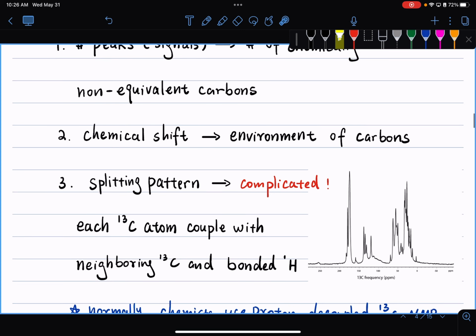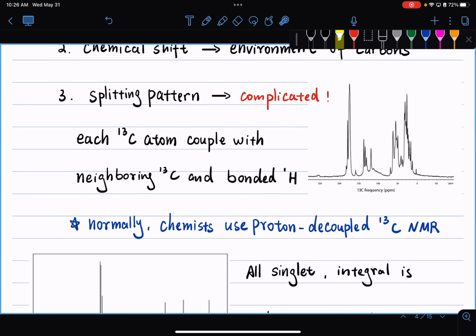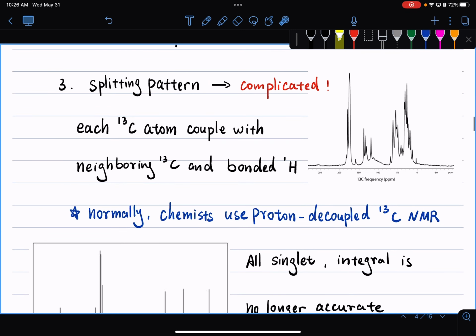Chemical shift tells you the environment of the carbon atom. The environment of the carbon atom follows a similar trend, but a little bit more complicated. So I'm not going to go into any detailed trend of chemical shift. Instead, you're just using the provided information in the table to get chemical shift information for your carbon NMR.